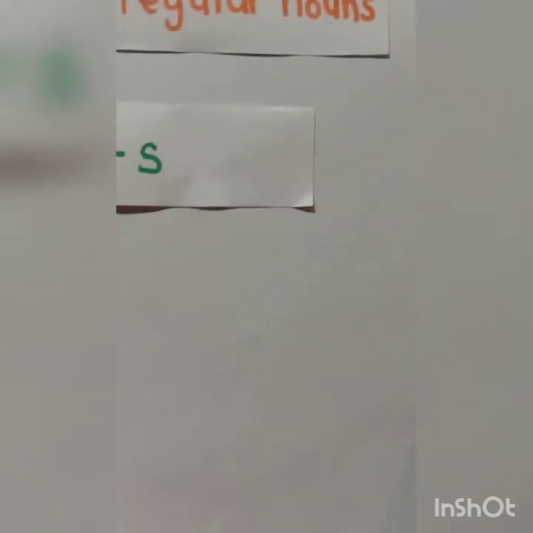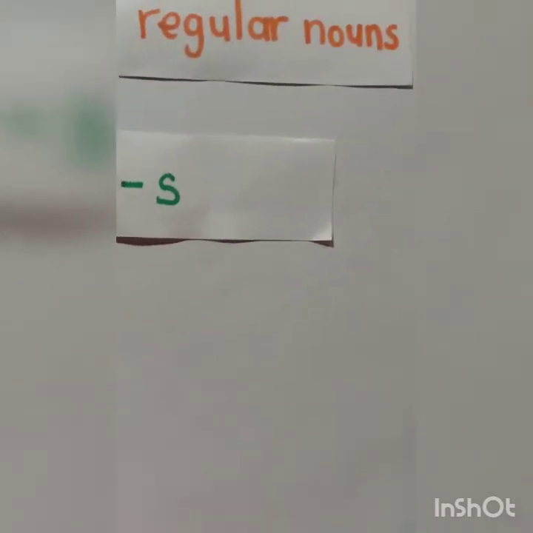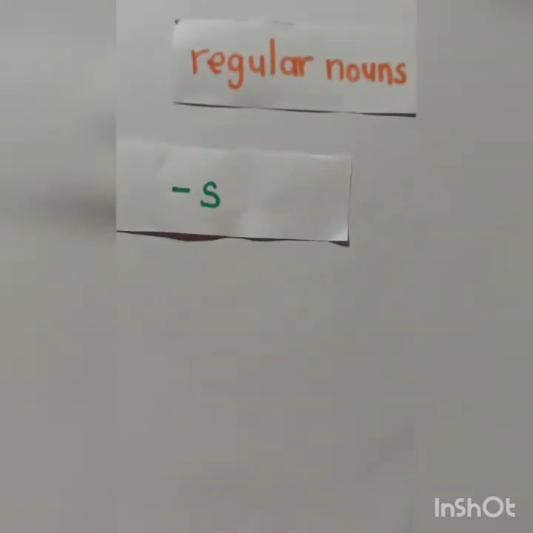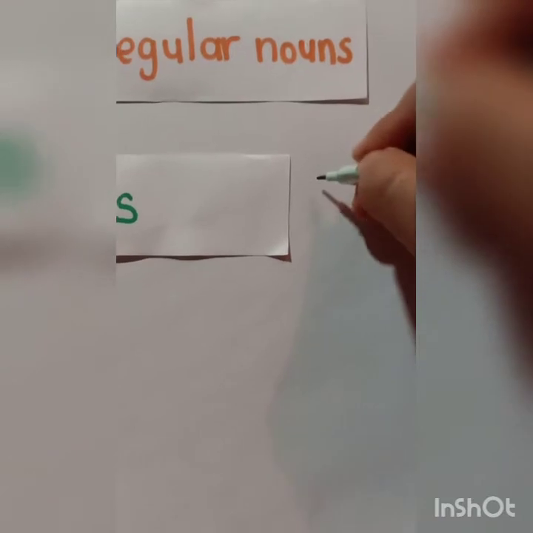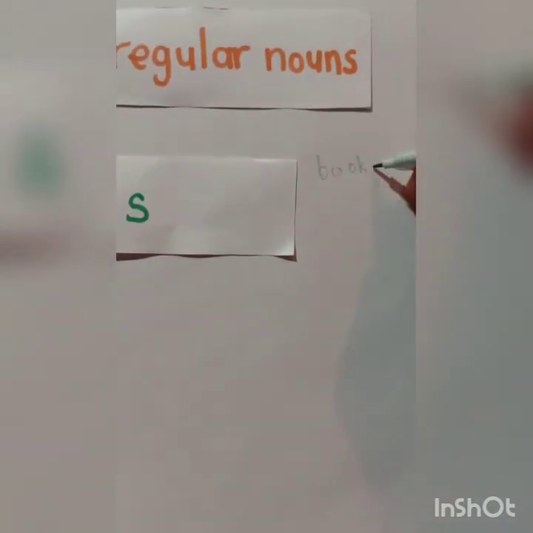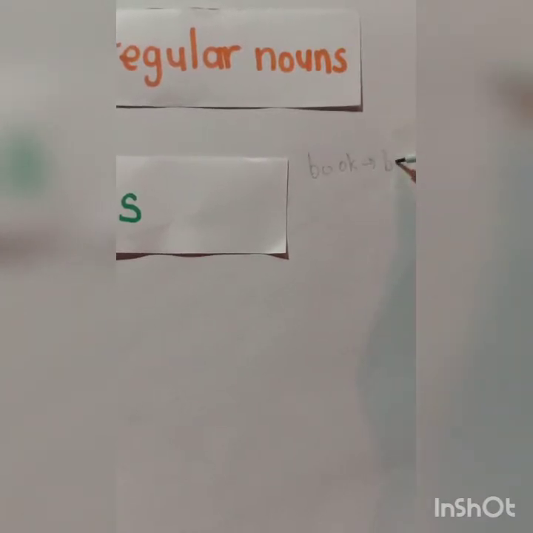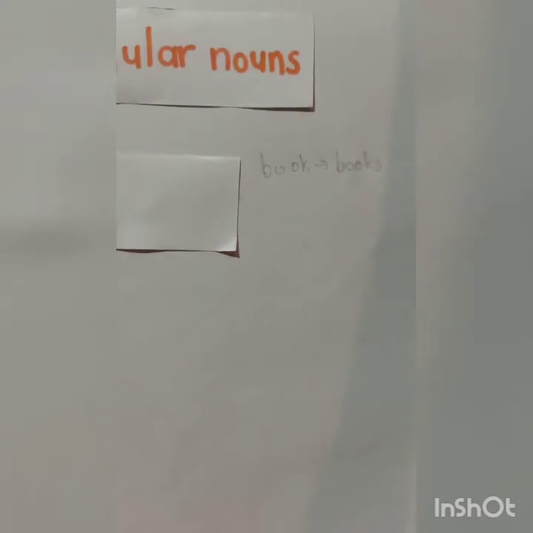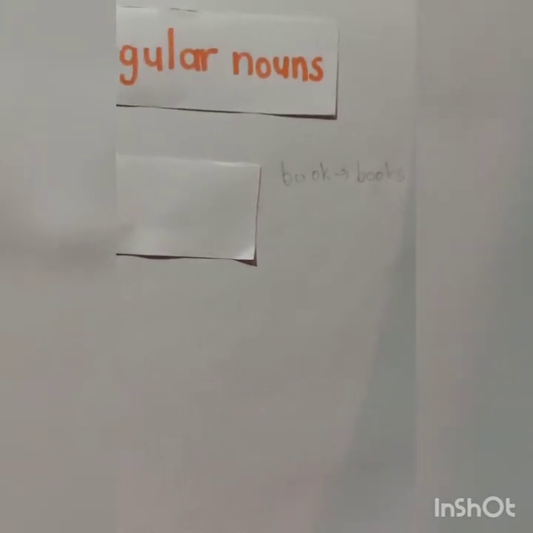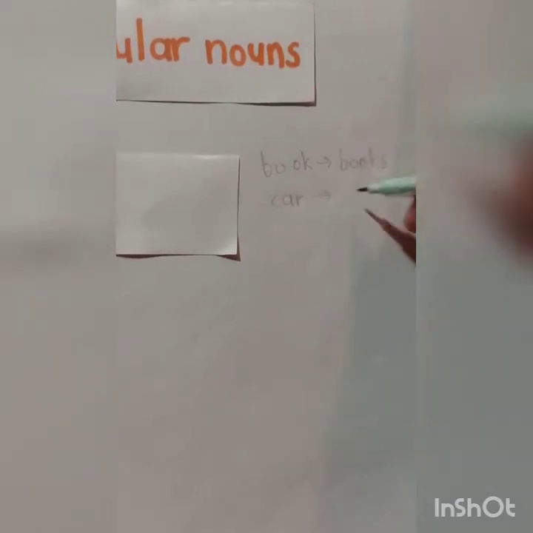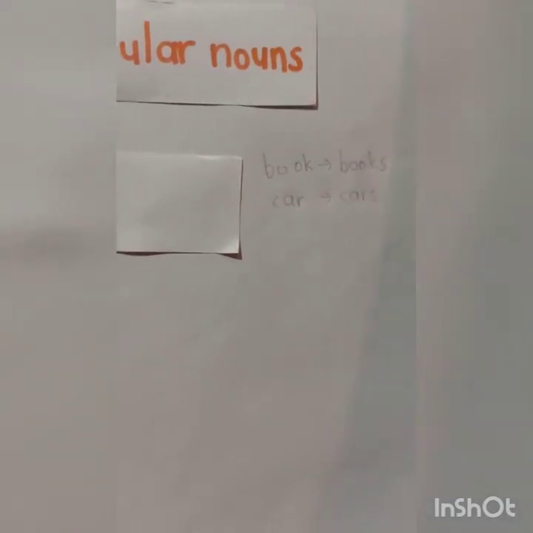Like for example, let me take my pencil. Right, for example, book. So book, we have to add s at the end. It will become books. Or car. So car will become cars.